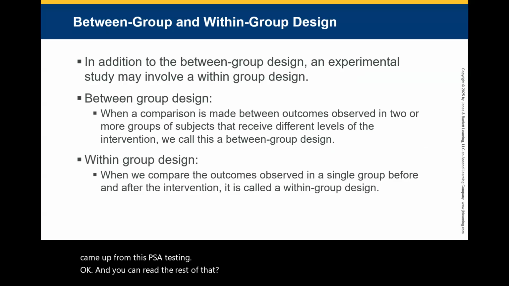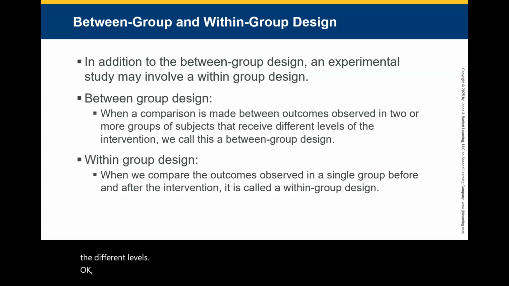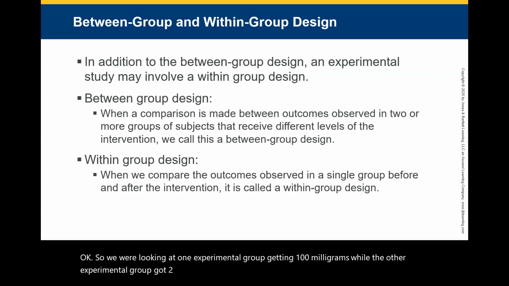We also can have within group design. Okay. So the between group design is what I described a minute ago, where we were talking about the different levels. Okay, so we were looking at one experimental group getting 100 milligrams, while the other experimental group got 2 doses of 100 milligrams for a total of 200 milligrams.